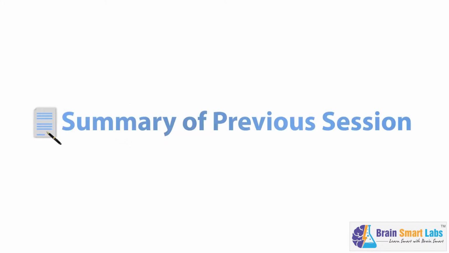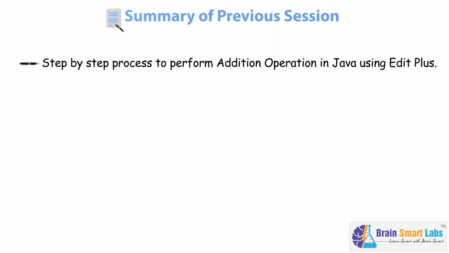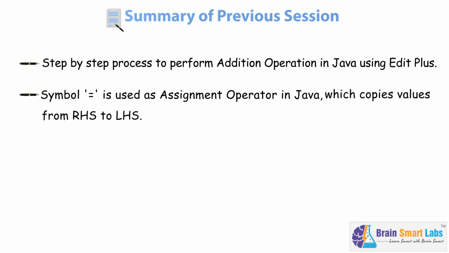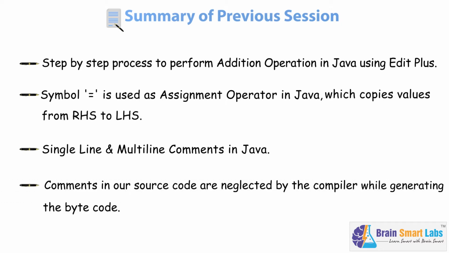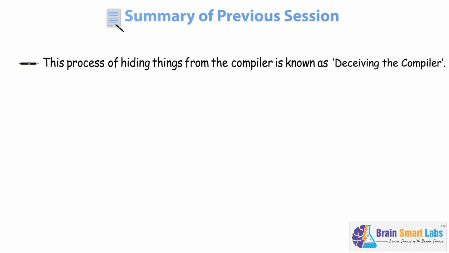In our previous session, Java as a language, we saw the step-by-step process of performing addition operation in Java using a user-friendly editor by name Edit+. We saw the equal to symbol in a Java program acts as an assignment operator which copies and transfers the value from RHS to LHS. We understood the concept of single line and multi-line comments in Java, wherein we came to know that the comments in our source code are neglected by the compiler while generating the bytecode. This process of hiding things from the compiler is known as deceiving the compiler.